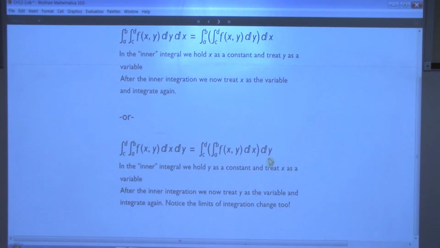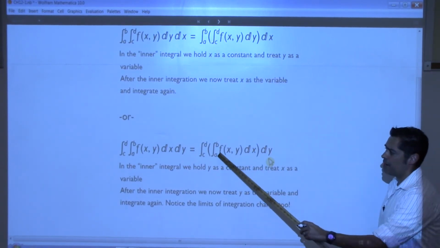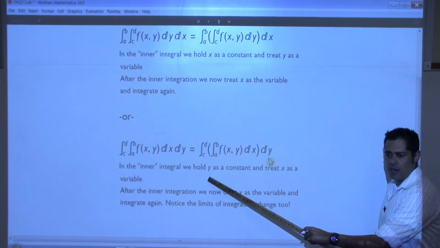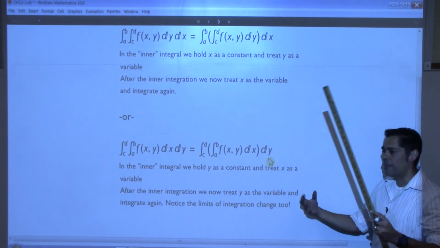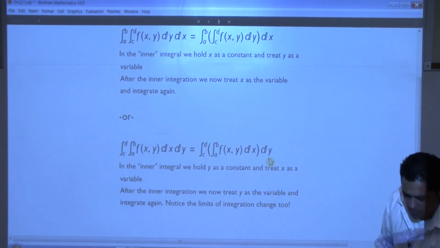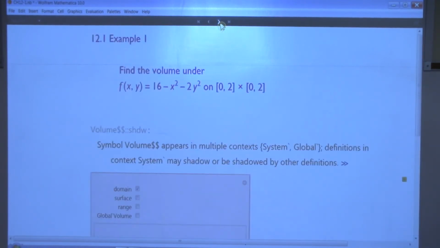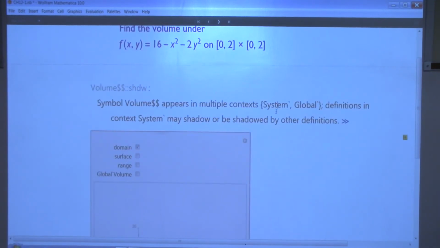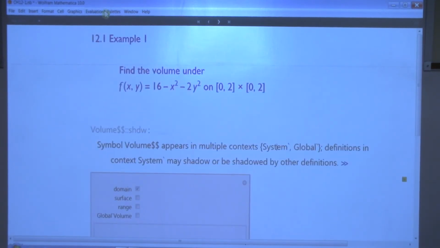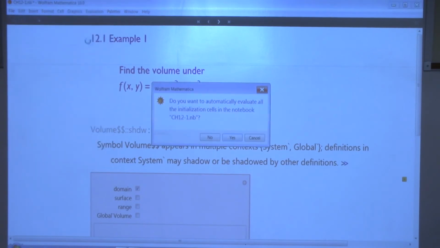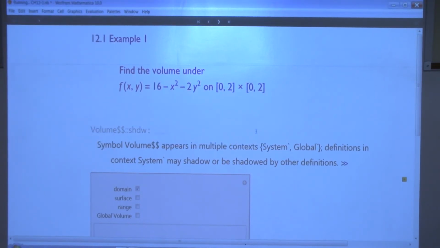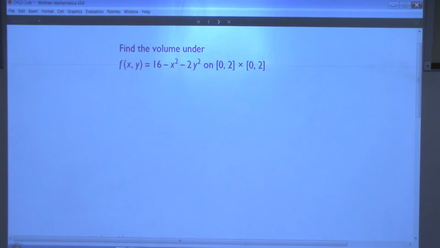This one, it's the other way around, right? We're going to integrate with respect to x first, holding y as a constant. Once we've done that, then we integrate with respect to y. You just got to see these in action. I think it's time for an example. I had this problem earlier. Let's do the problem first, and then we'll take a look at it. Find the volume under this thing.